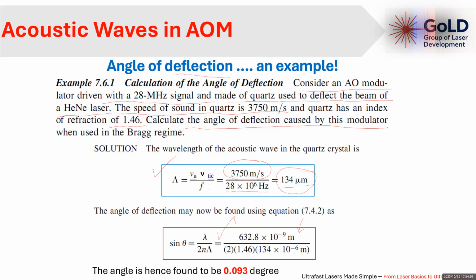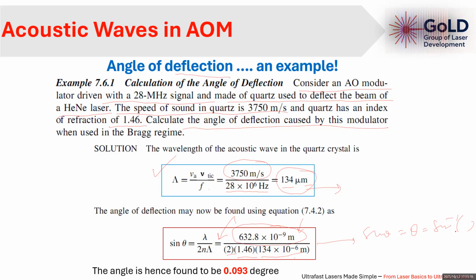So we have to use ultimately this formula. Okay, so the helium neon wavelength is this one. Okay, and 2 is a constant, the refractive index is 1.46, and this is the wavelength which we calculated here. So sine theta, and you can find theta as sine inverse of whatever, which is 0.093 degree. Okay, you can find out some other parameters also.